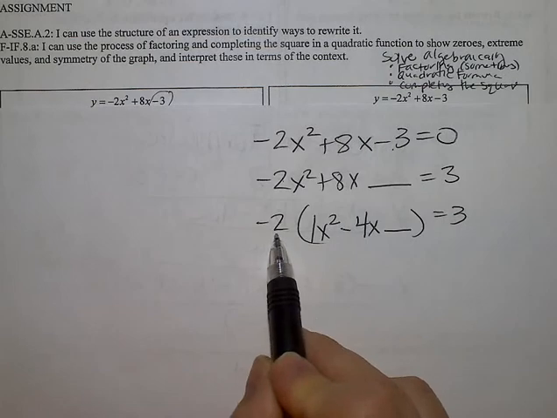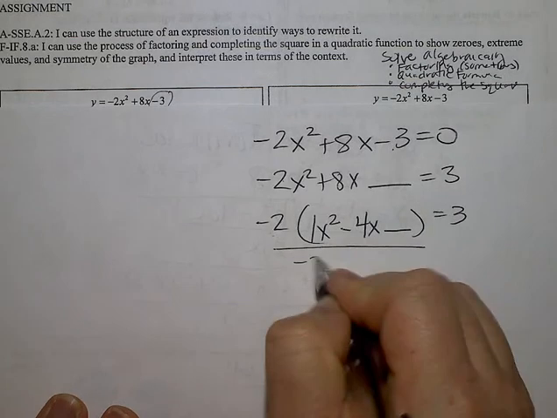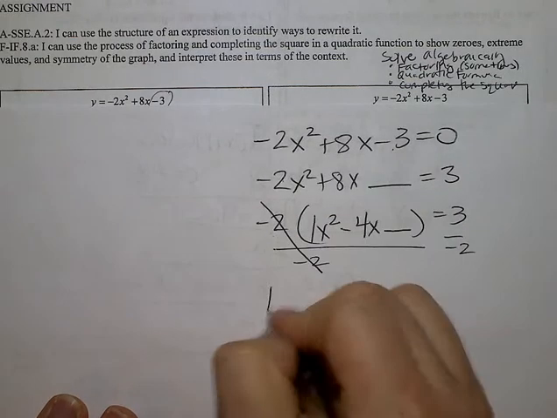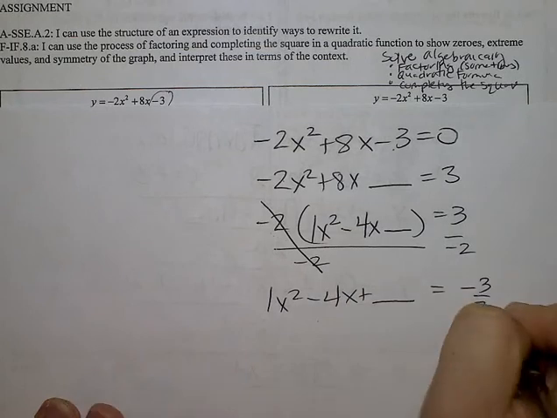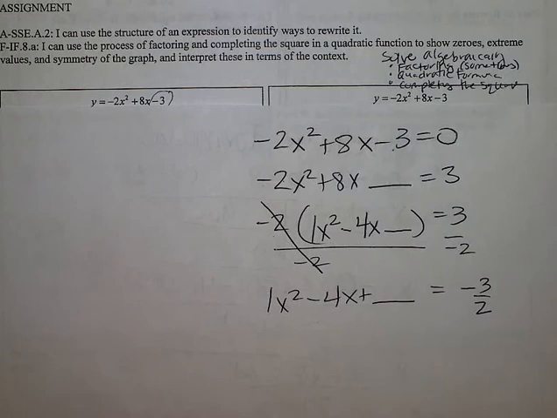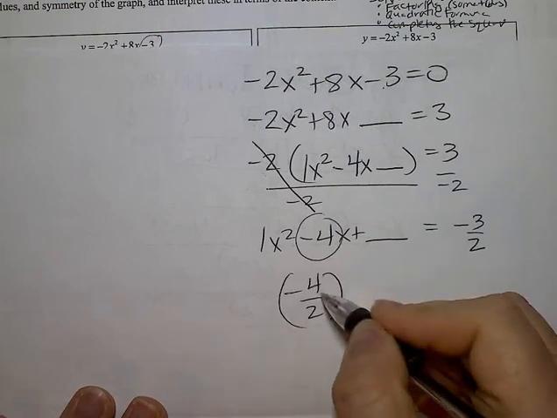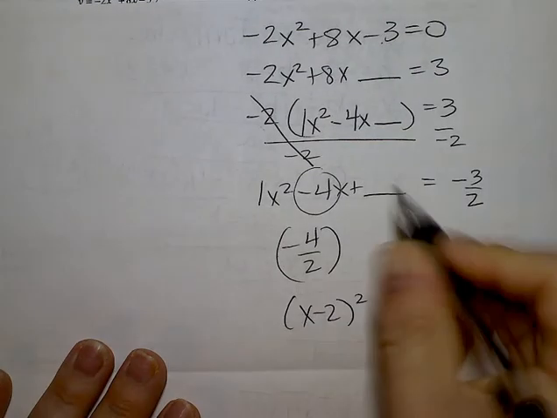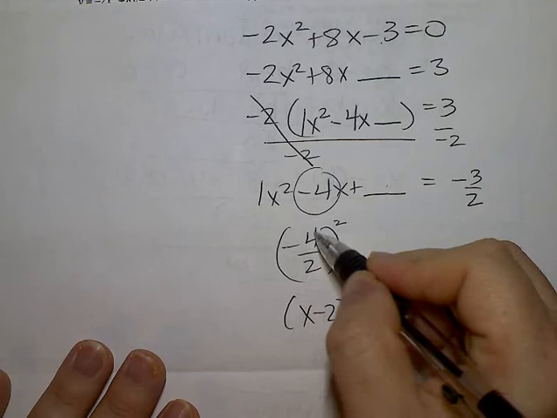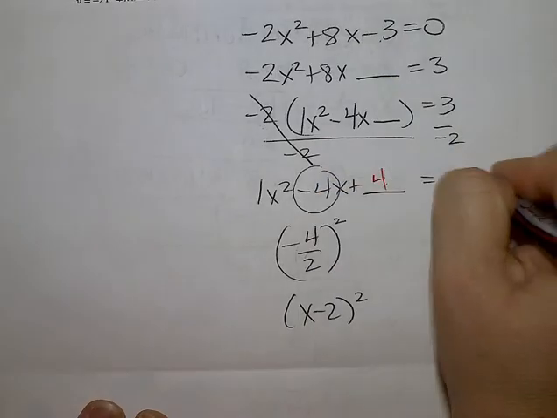Okay, now here's where this is different than putting in vertex form. When you're solving, you now have to get rid of this number out front. So it's being multiplied. Opposite of multiplying is dividing. Now take your b and divide it by 2. Negative 4 divided by 2 is negative 2. And then square that value. So negative 2 squared is 4. Whatever you do to the right, you must do to the left.